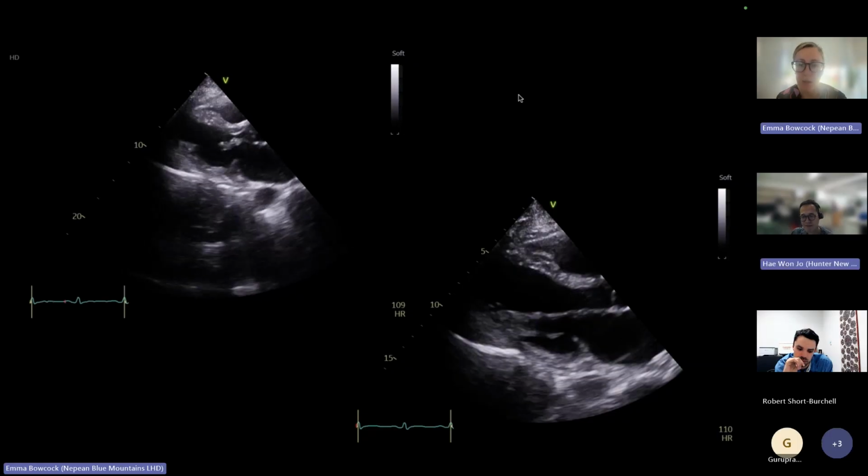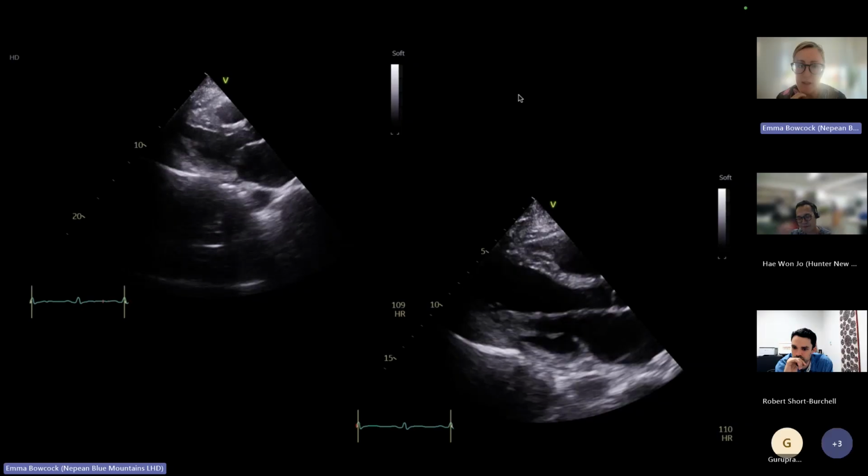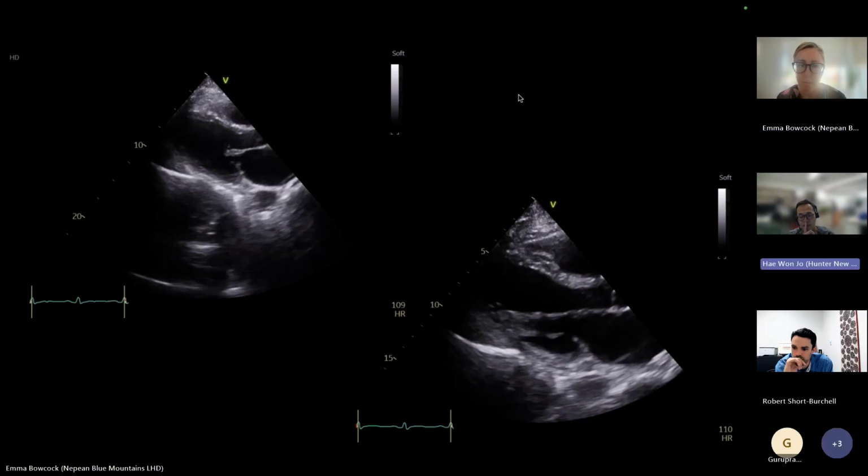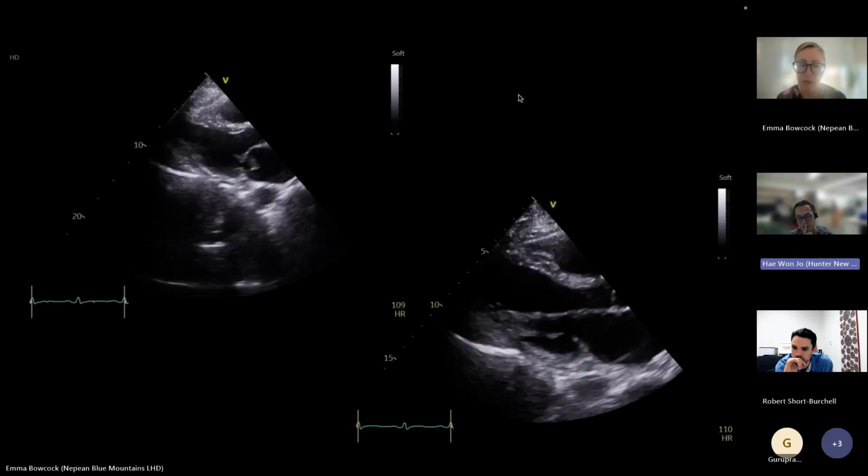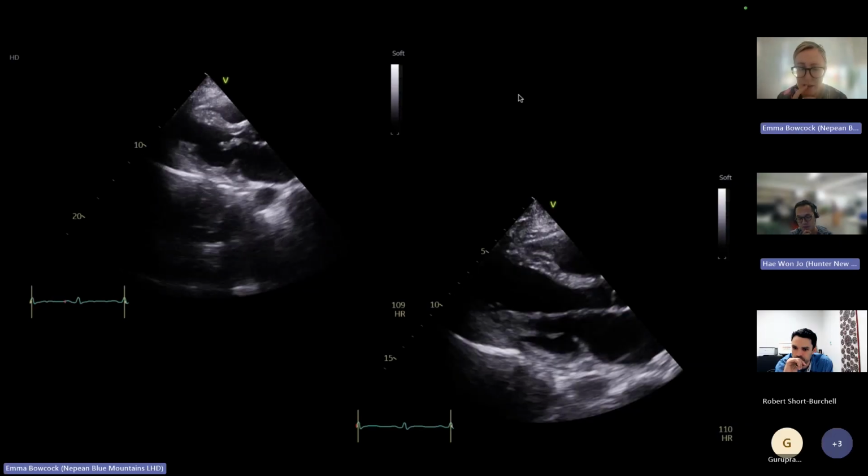What features support this being acute severe MR? Acute severe MR. So, I guess firstly, the mechanism supported the infective endocarditis. LV is not dilated and is normal functioning. Yeah, that also supports it. And do you expect it to be hyperdynamic?